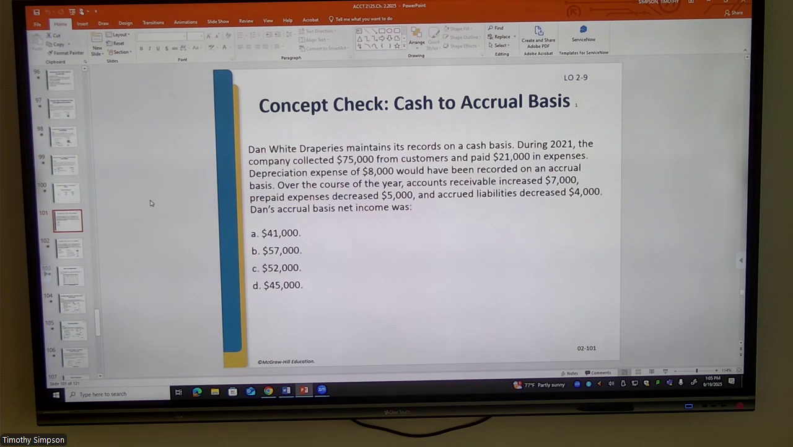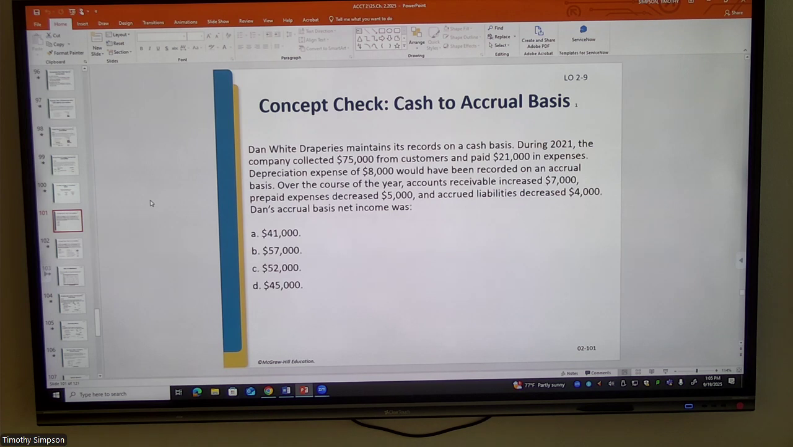All right. So there's a little bit going on here, and I know that these are a little bit tedious, but this is really what we do in accounting: deal with a number of different moving variables. So in this example, what do we have? Dan White Draperies maintains its records on a cash basis. What we're trying to do is convert everything to an accrual basis. During 2021, the company collected $75,000 from customers and paid $21,000 in expenses. Depreciation expense of $8,000 would have been recorded on an accrual basis. So we can assume that $8,000 is going to be recorded this particular year.